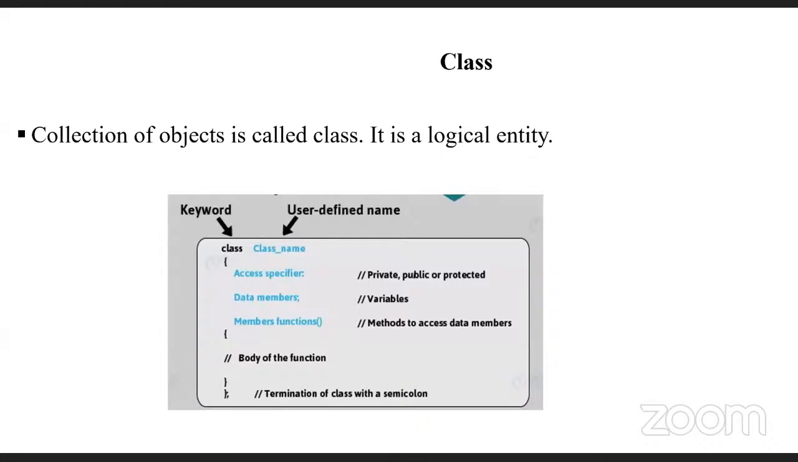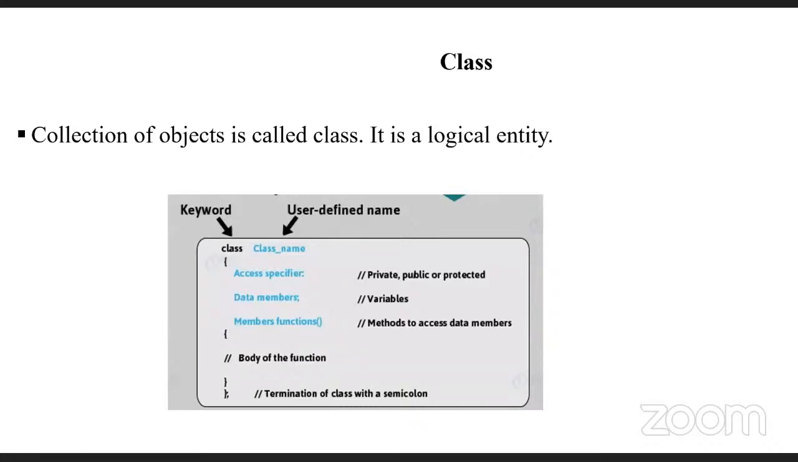Inside that, I'm going to declare the properties and behavior. So without a class, you're not supposed to write any object. This is called a class. A class is nothing but a blueprint of an object.